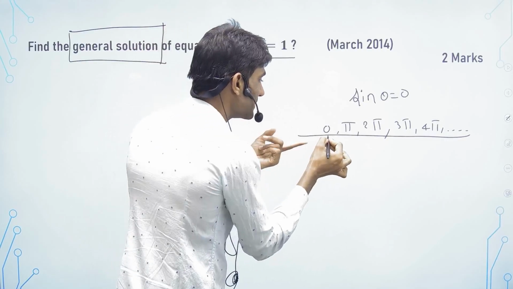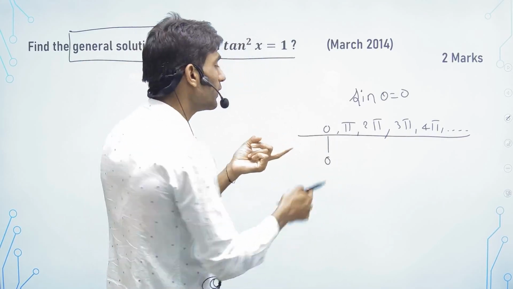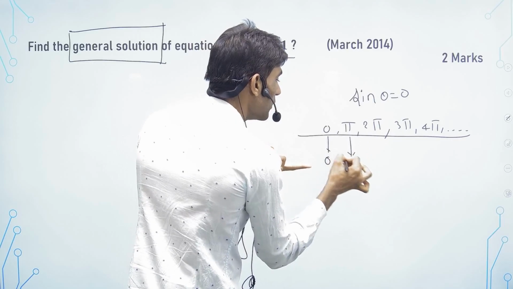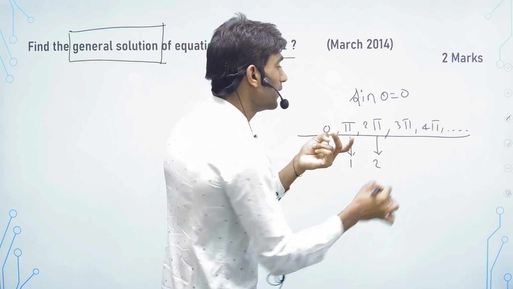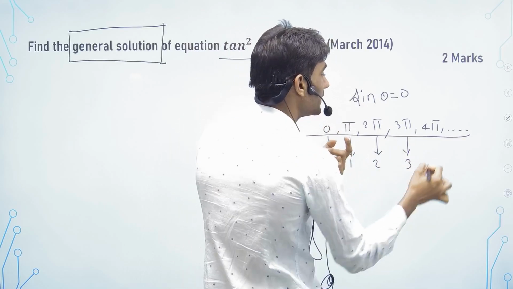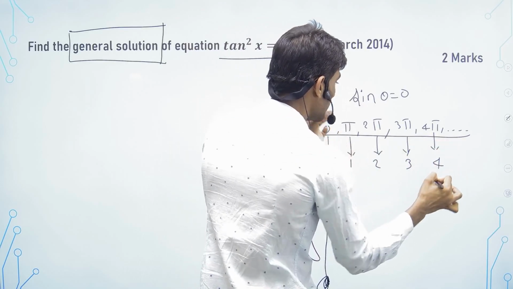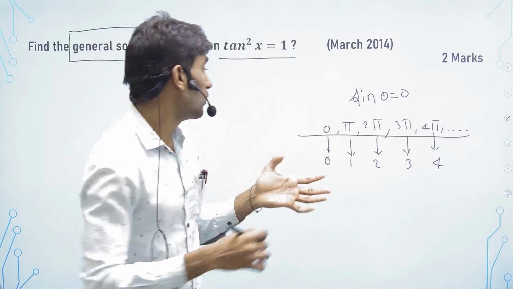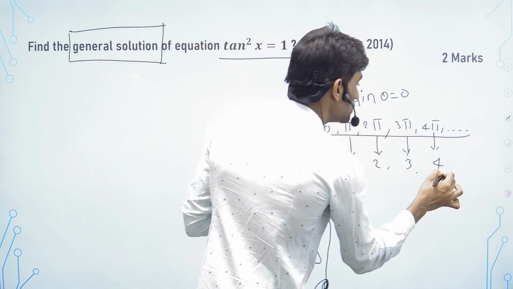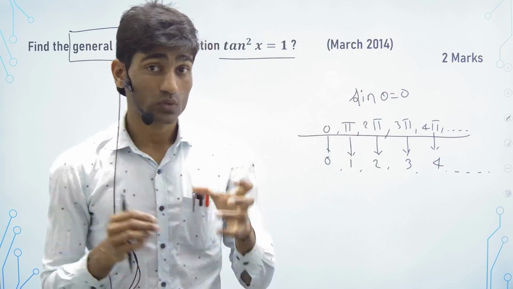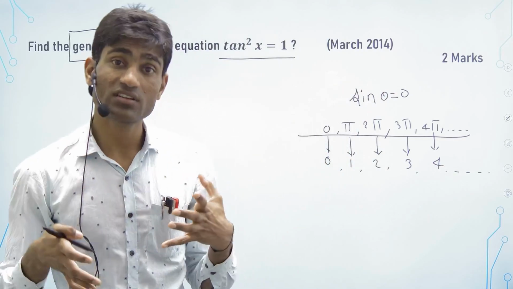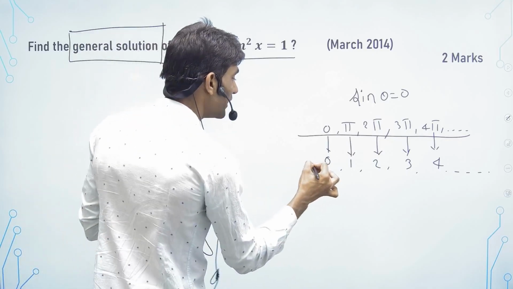Here, if we multiply 0 by pi, we get 0. Multiply 1 by pi, we get pi. Multiply 2 by pi, we get 2 pi. Multiply 3 by pi, we get 3 pi, and multiply 4 by pi, we get 4 pi. That means it goes on and on, to infinitely many values. So how do we denote this as a general solution? We take all these numbers as n.